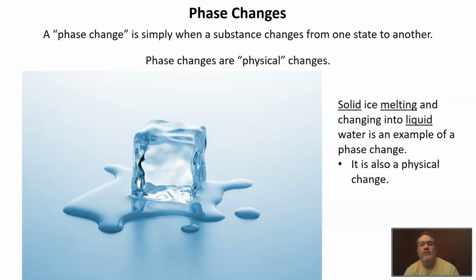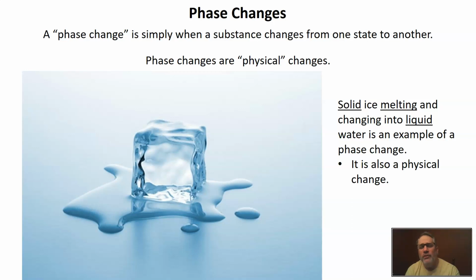Phase changes are physical changes. So let's take a look at the example on the screen. This is obviously a change of phase. We're changing state here. So when we have solid ice that melts into liquid water, this is a very simple example of a phase change. This is one that we're all familiar with. Notice that we have a solid that is melting into a liquid. That's what makes it a phase change. All phase changes are physical changes.